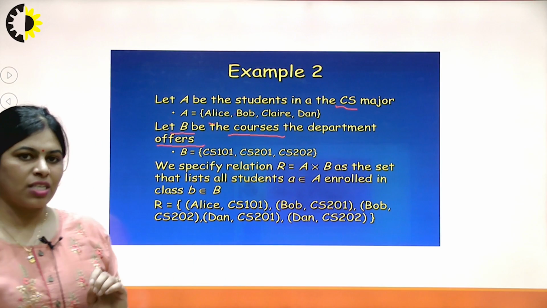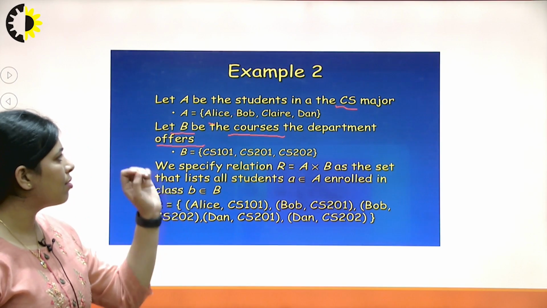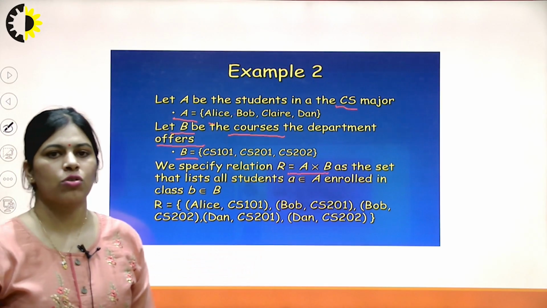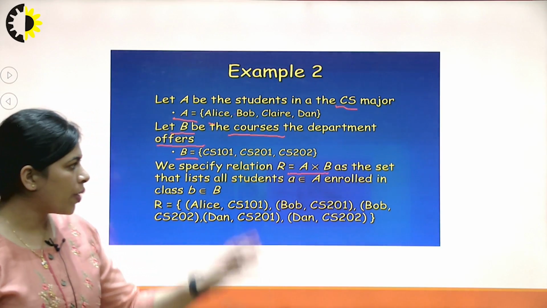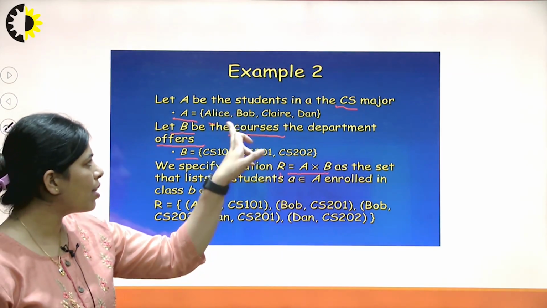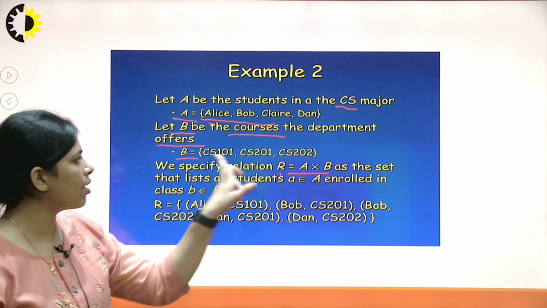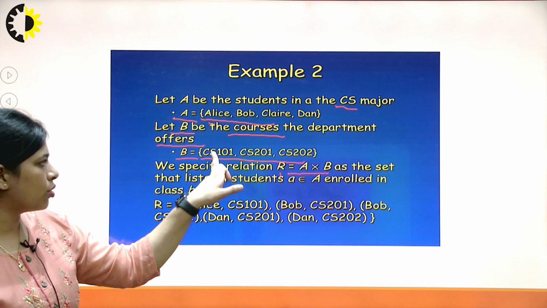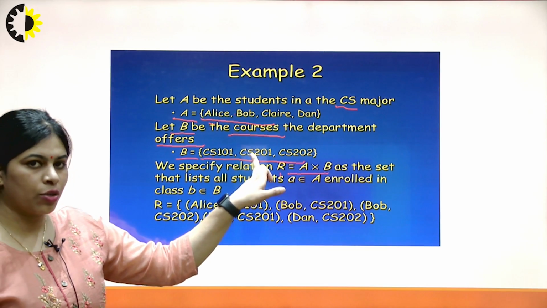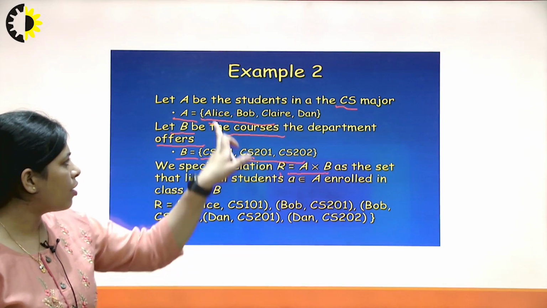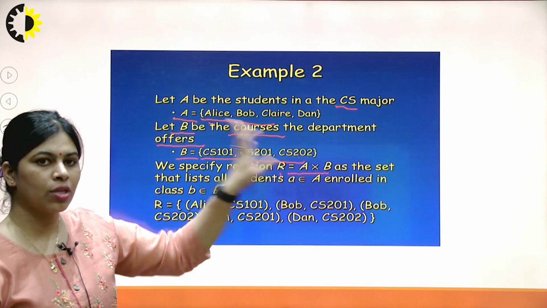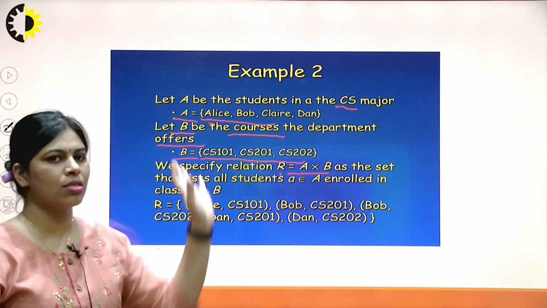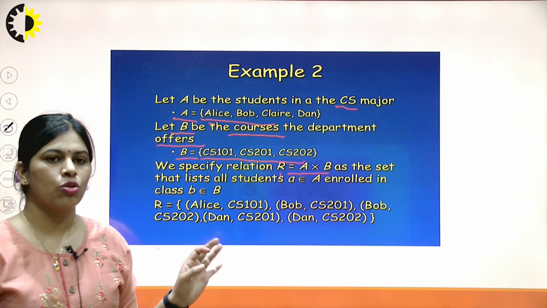So we specify the relation. We form the relation in A cross B, which is the Cartesian product. In relation R we take all the elements of A related to the elements of B. Like Alice is related to the second element of set B, and the first element is related to the third element. Means each and every element is related to elements of the other set, which is called the relation.